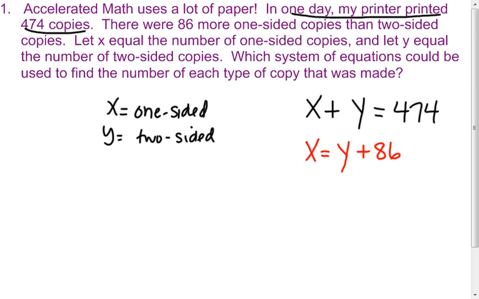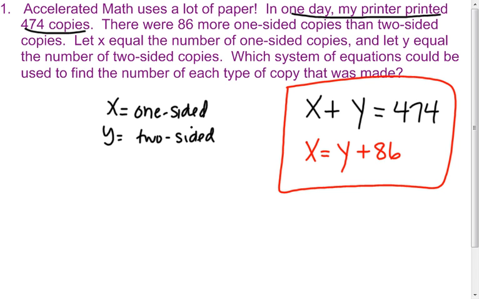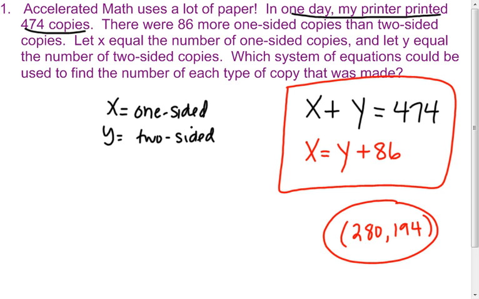And in this case, there are more one-sided copies, so that's the bigger number, and fewer two-sided copies. So if I add the smaller two-sided copies plus 86, I'll get the bigger, which is the one-sided copies. Here's my system of equations. I could go through and solve those to figure out how many of each I have, but I am not going to do that. If you are curious and want practice and want to try it, I will just tell you that your solution is 280 and 194.